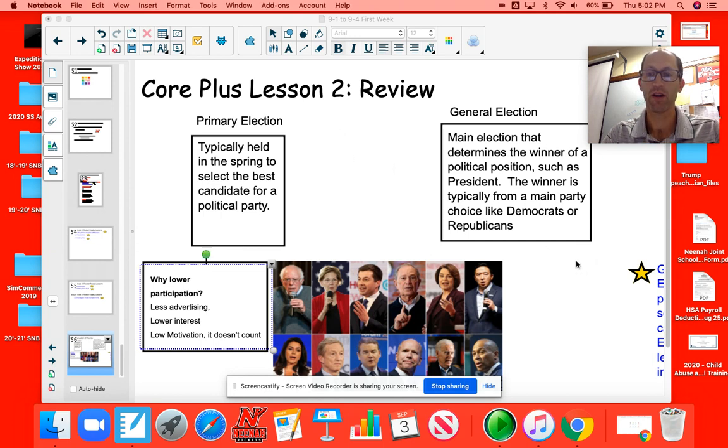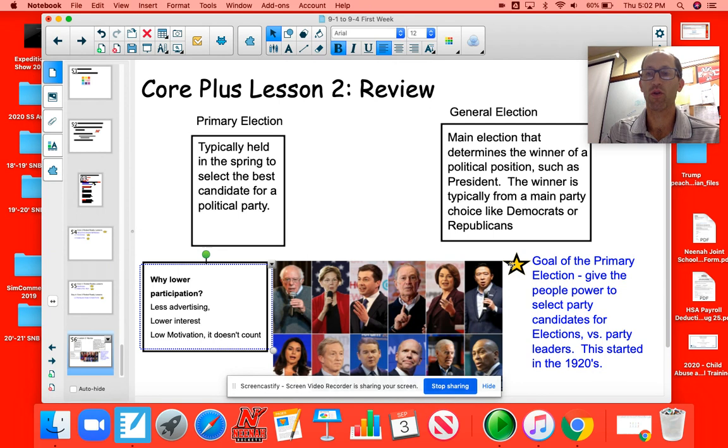One other thing, remember the goal of a primary election. The goal is to give people, you and I, and you later on in life when you're 18, the power to select candidates on a ticket or a ballot. Before the 1920s, this wasn't the case. Whoever was in charge of the Republican Party and the Democratic Party selected whoever they wanted, and the people did not have a say. So since the 20s, actually 100 years now, people my age, your parents and guardians, are able to pick who represents them as a Democrat or a Republican on election tickets.